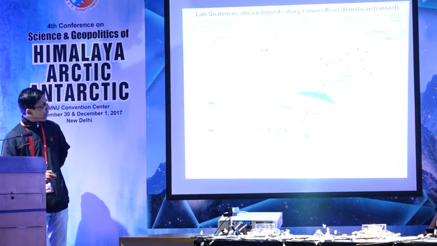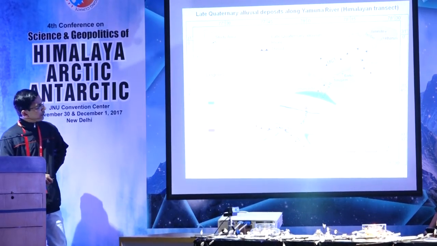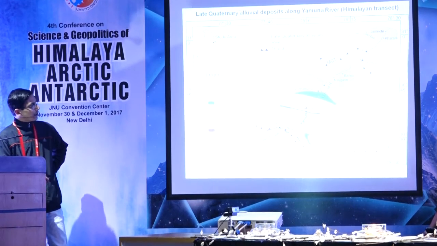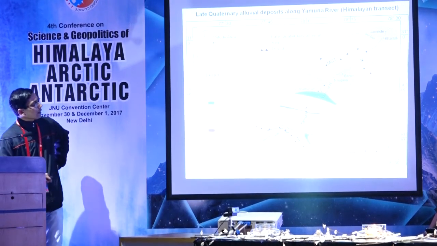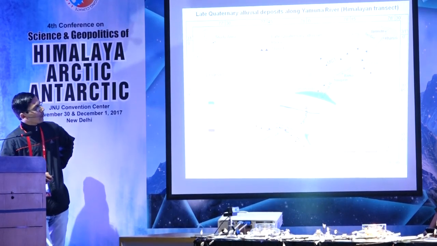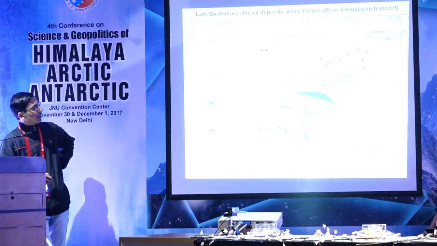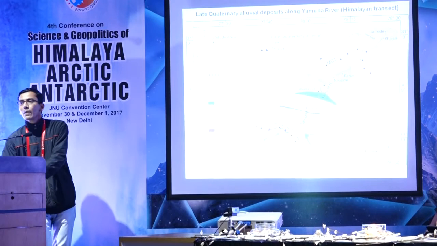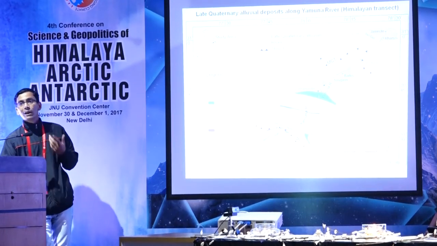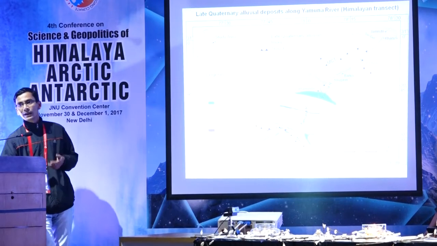If you see in this map, this is the Yamuna River Valley, which is flowing across these two major thrusts, that is the main central thrust and the main boundary thrust, and these are the patches of the alluvial deposits that we found all along the river valley. We have tried to find what information we can obtain from these fluvial deposits or landforms to interpret the paleoclimatic conditions that prevailed during the late Quaternary.